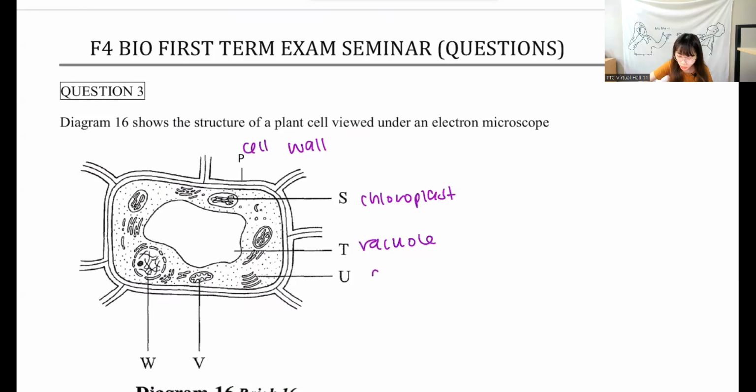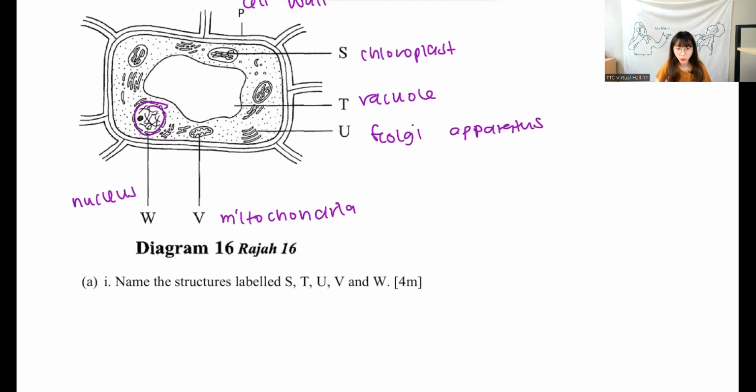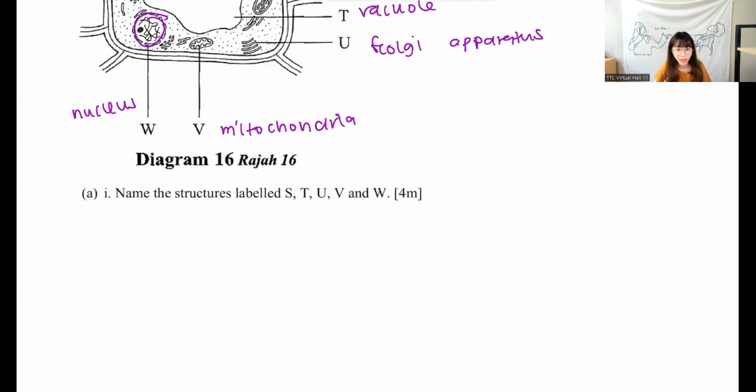And then U, there's no connection point. We call this the Golgi apparatus. And then we have V, there's a cloud inside. So V is what? Mitochondria. Very good. And W is actually the nucleus. Yes, W is the nucleus, because usually nucleus looks like that. Inside got a lot of line, that is actually the chromosome. So we label more than enough.